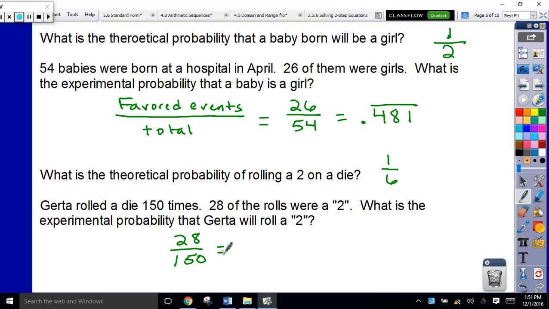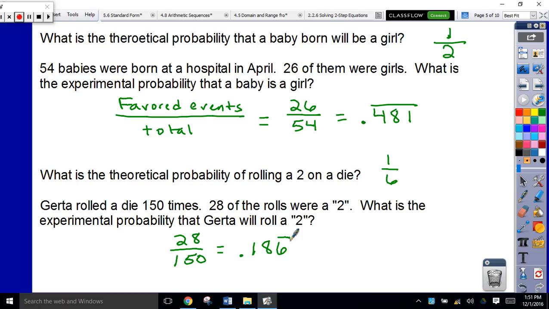28 divided by 150. Tony? 0.186, and the 6 repeats. It's not repeating the whole thing. The 6 repeats. So it's 0.186, just the 6 repeats, not the 0.18 part.